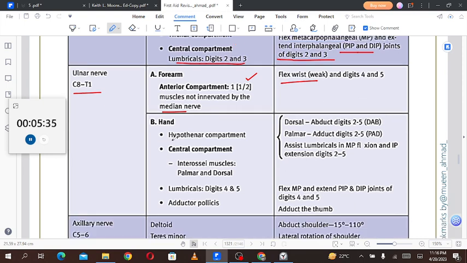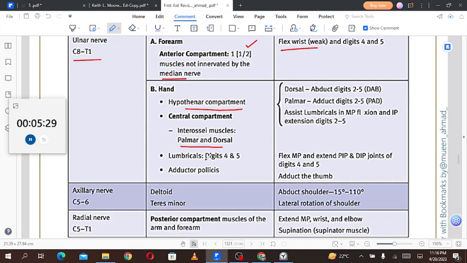In the hand, they supply the hypothenar compartment, the central compartment including the interossei muscles, palmar and dorsal, the lumbricals of digits 4 and 5, and the adductor pollicis. The dorsal ones abduct digits 2 to 5, that is DAB, and the palmar ones adduct digits 2 to 5, so they are PAD. So DAB and PAD is a good mnemonic.